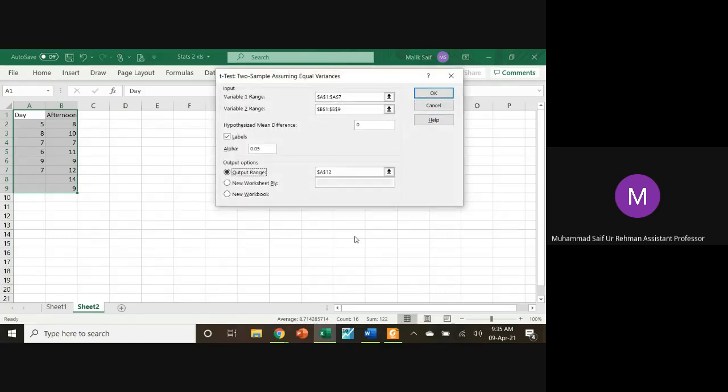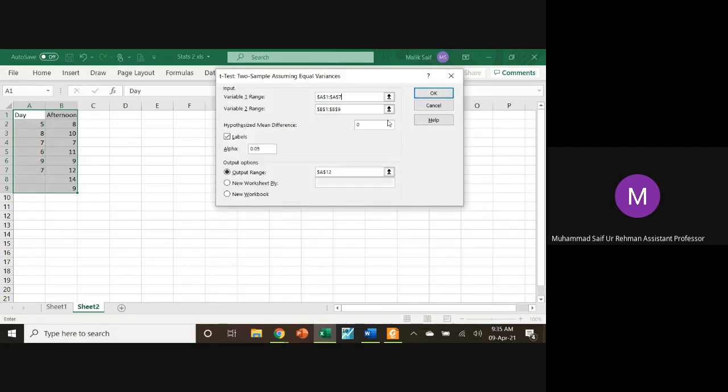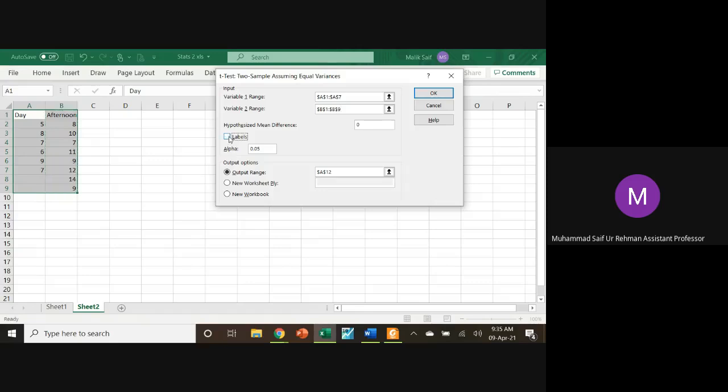And here you will give the range. How will you give the range? You will click this, and from here you will drag downward up to 7. This is your first series. Then for the second series, you will do it in this way. Then you will click Labels. It will be unclicked, but you have to click it. Why? Because the first row is representing the titles or labels. So therefore it should be clicked.